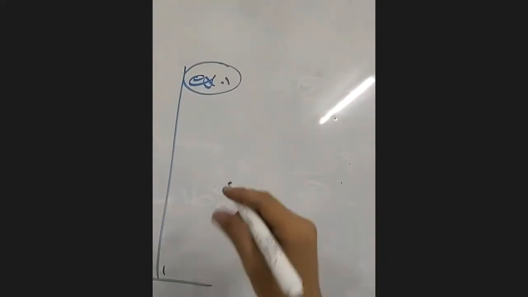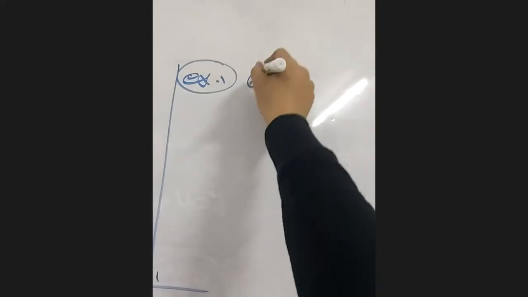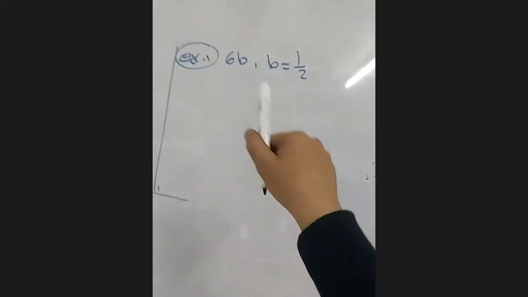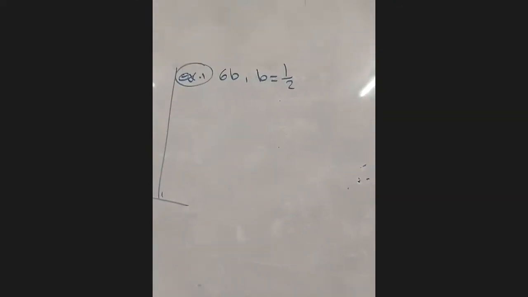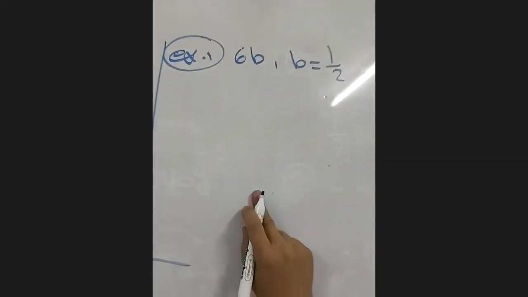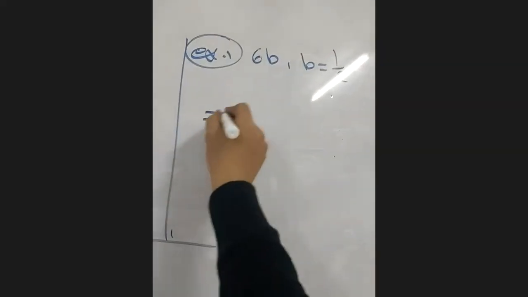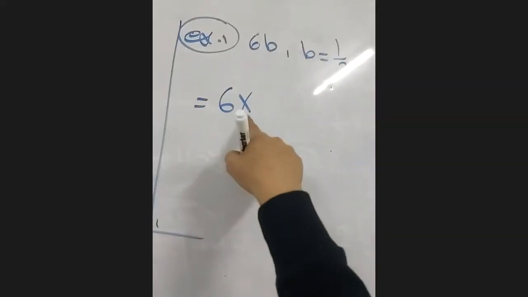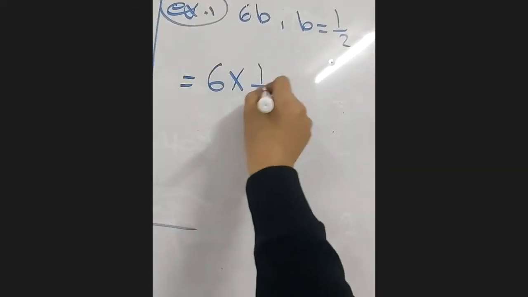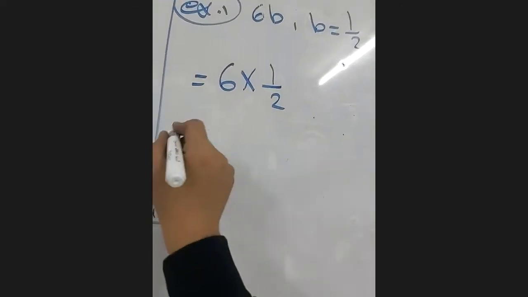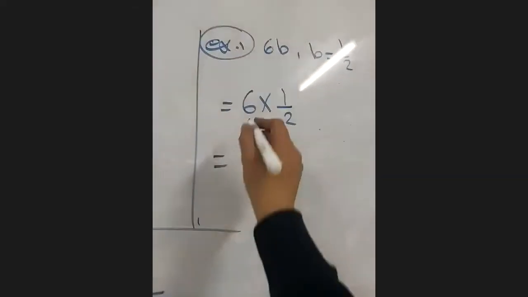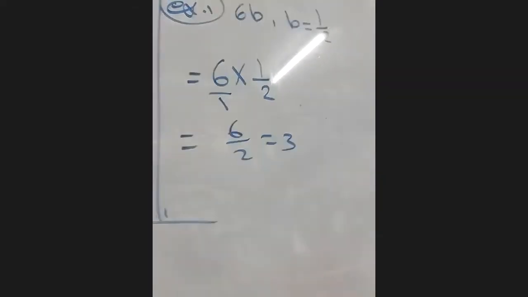Okay. Evaluate the expression 6b when b equal 1 over 2. So what's between 6 and b? Nothing, so it is multiply. So this is equal 6 multiply, we need to write it now, b. But how much is b? 1 over 2, or half. How do we multiply this? We will put 1 over the 6 and then multiply normally.